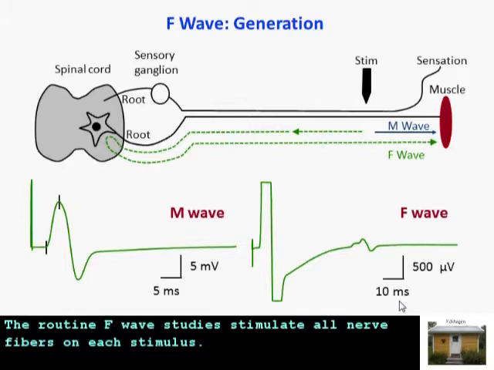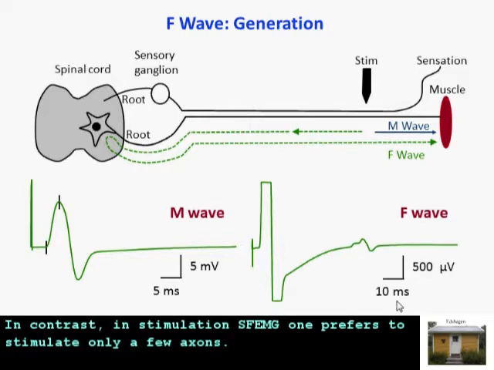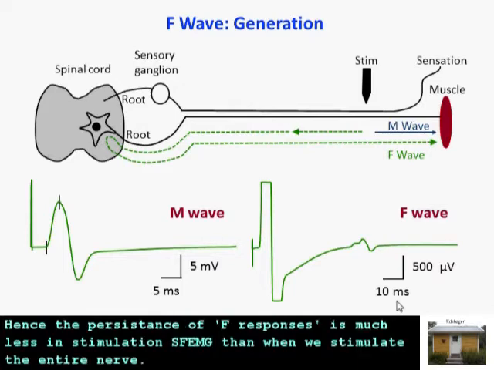The routine F wave studies stimulate all nerve fibers on each stimulus. In contrast, in stimulation SFEMG, one prefers to stimulate only a few axons. Hence, the persistence of F responses is much less in stimulation SFEMG than when we stimulate the entire nerve.